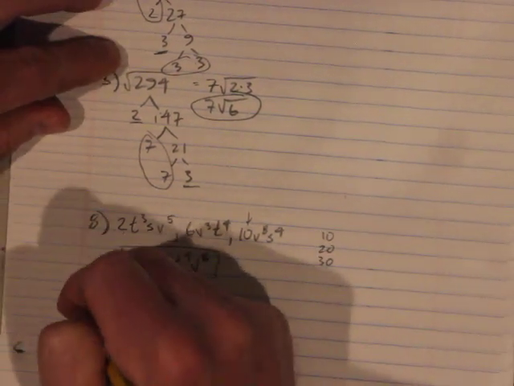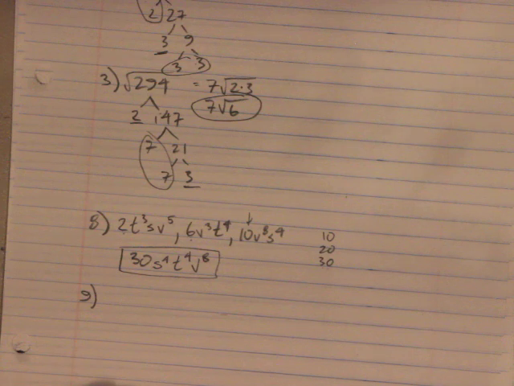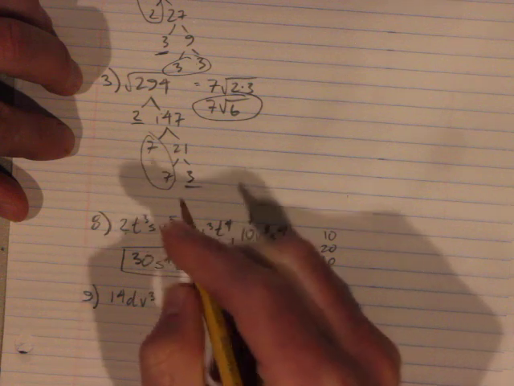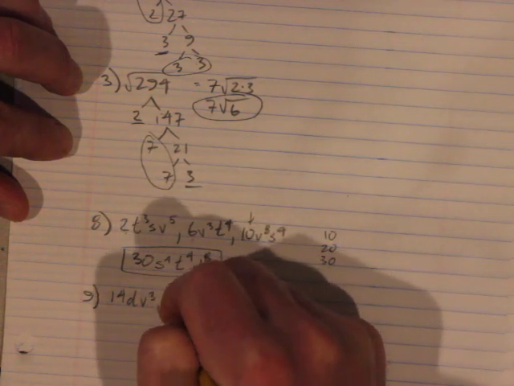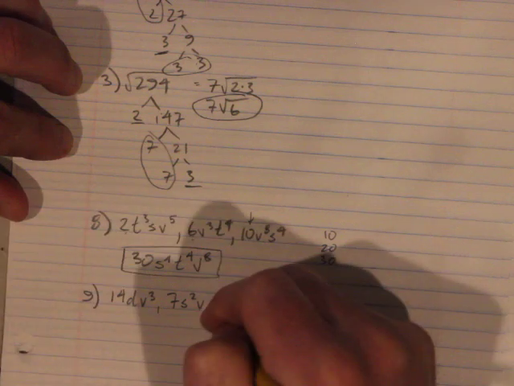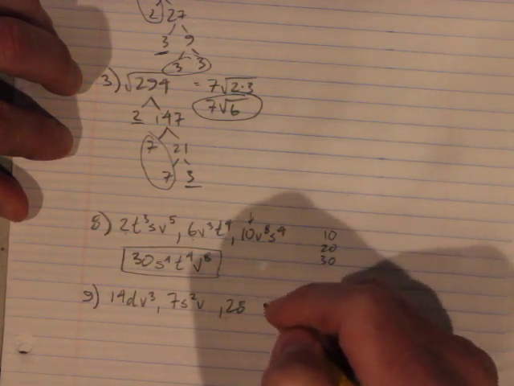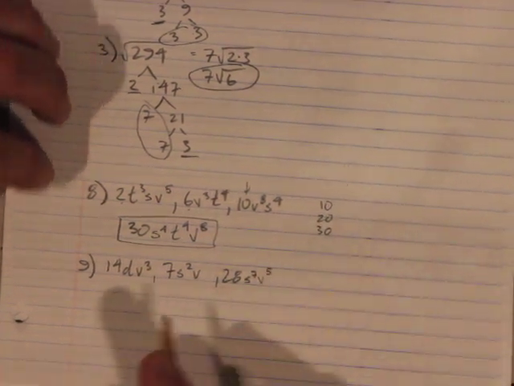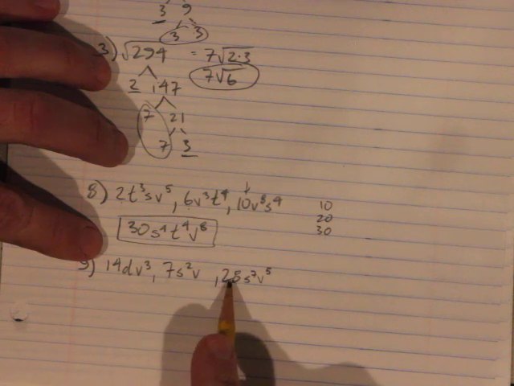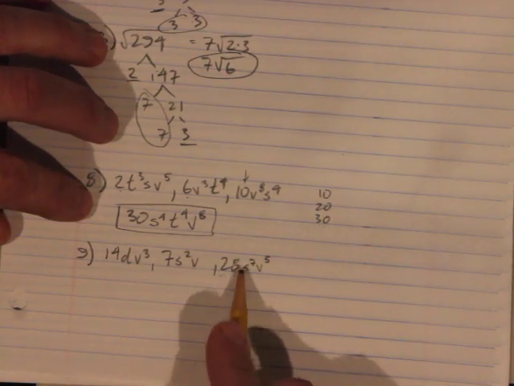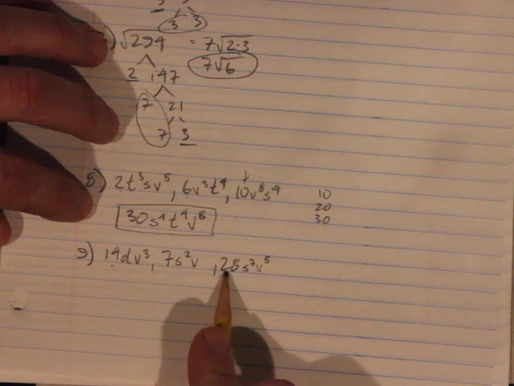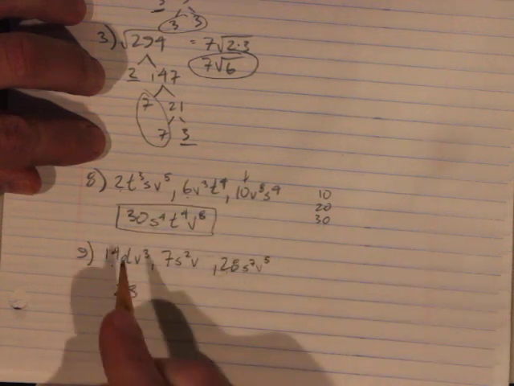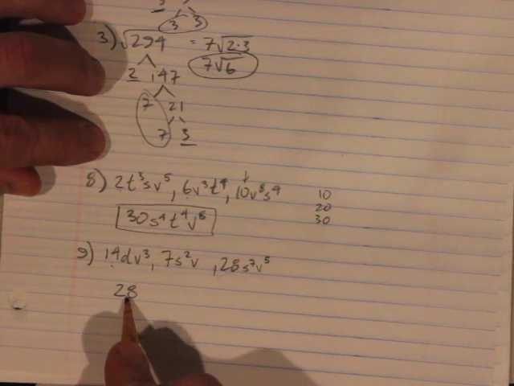And then number 9, least common multiple of 14 dv to the 3rd, 7 s squared v and 28 s to the 7th, and v to the 5th. Alright, so our numbers here are going to be a little more straightforward than the last one. Here's 28, 7 goes into 28, 14 goes into 28, so my least common multiple here when I'm looking just at the coefficient is 28.